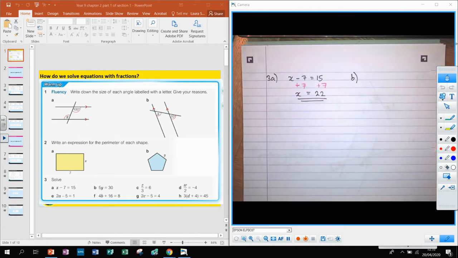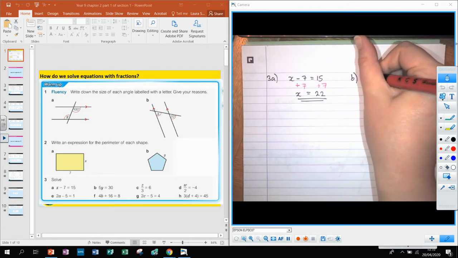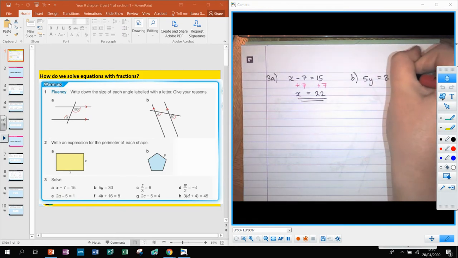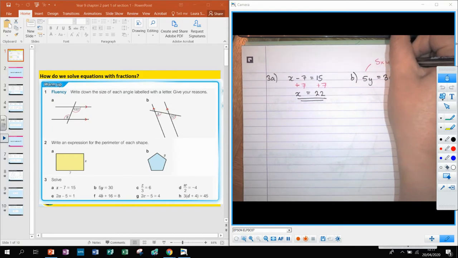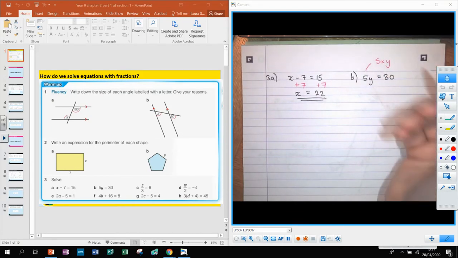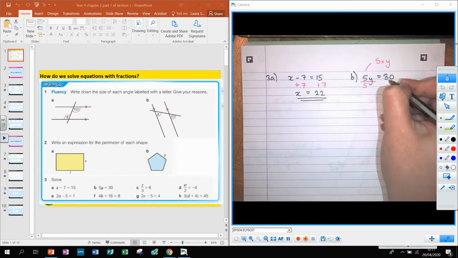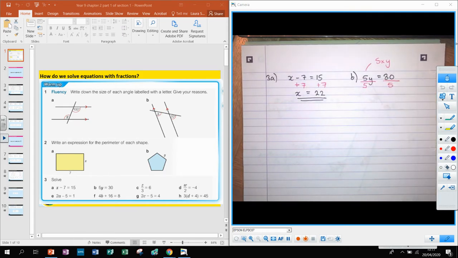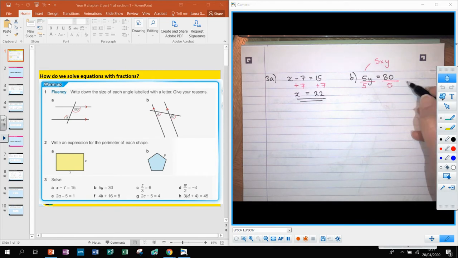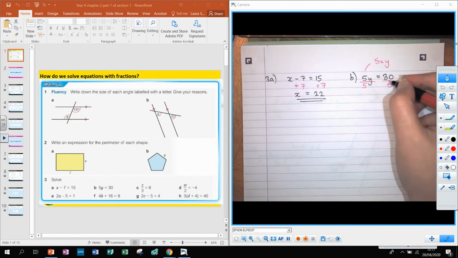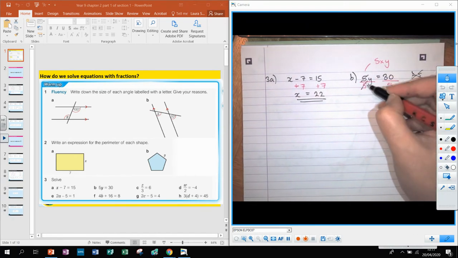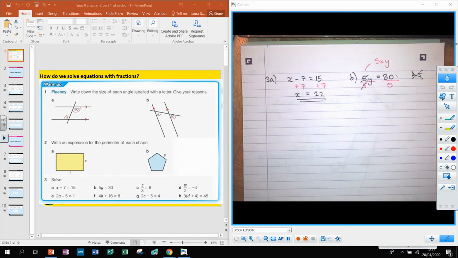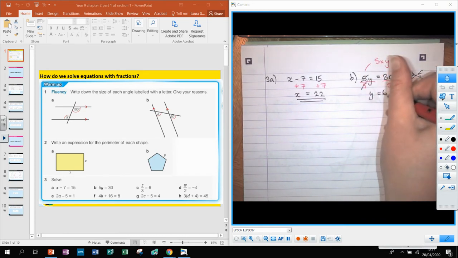Right, so for part B, we have 5y equals 30. Let's remember that 5y actually means 5 times y. So the opposite of multiplying is to divide. So we divide both sides by 5. Now, some of us would just say divide by 5 on the sides with a division sign. I recommend you do it as a fraction because then you can very clearly see that the 5's cancel out and 30 divided by 5 is 6. So y is equal to 6.